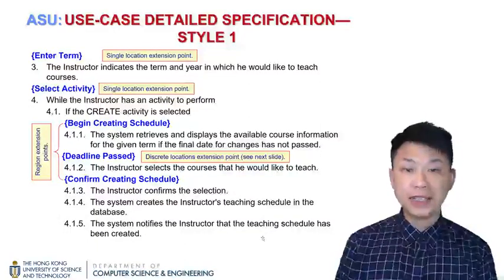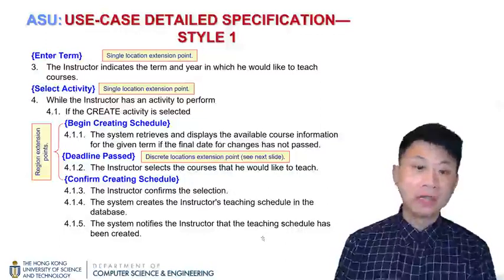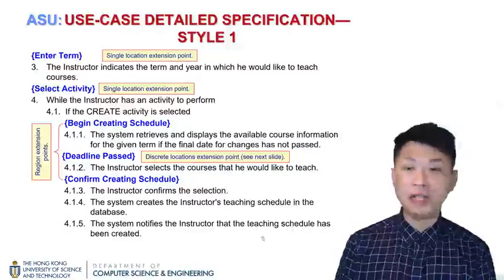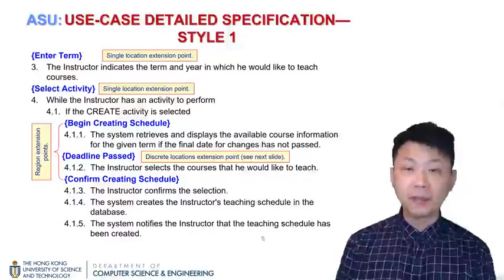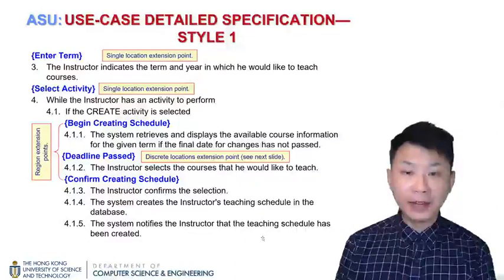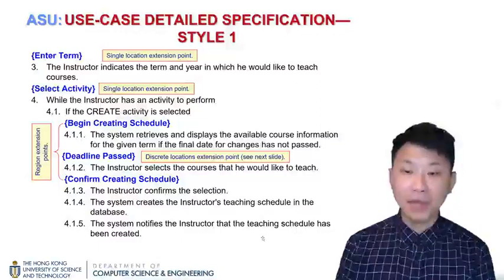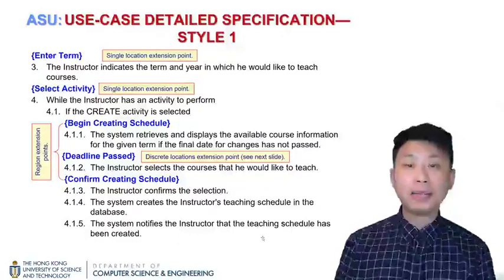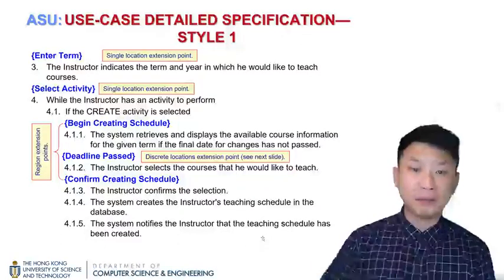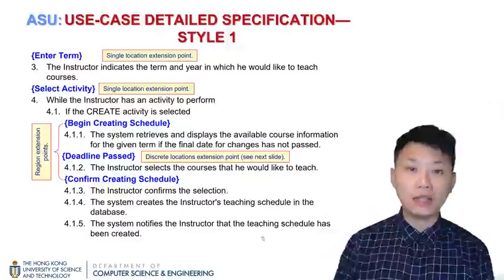When the instructor has an activity to perform, for example if we choose to create an activity on the system, the system will retrieve and display the available course information for the given term, if the final date for changes has not passed, etc. So in this use case specification, basically we specify the flow of events within the use case.